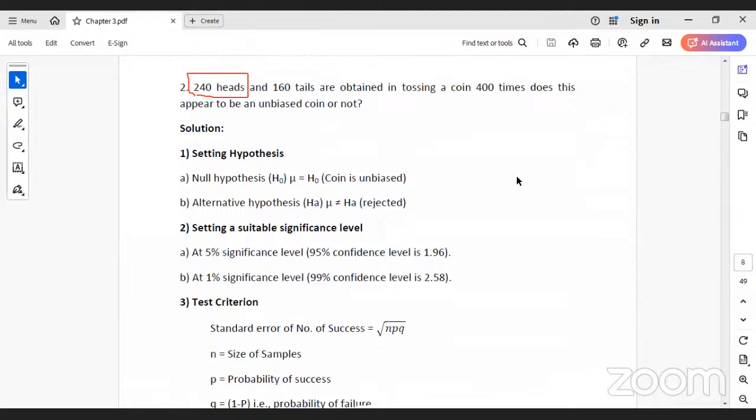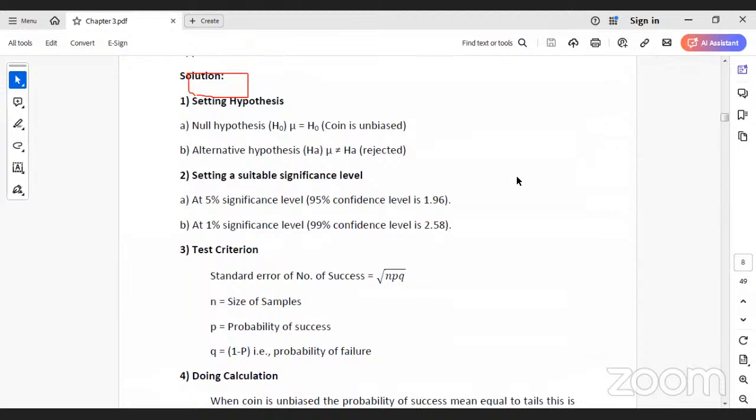Setting hypothesis, that is the null hypothesis H naught: the coin is unbiased. Alternative hypothesis HA: the coin is not unbiased, that is, H naught is rejected. Then setting a suitable significance level. At 5% significance level, that is 95% confidence level, the value is 1.96. In this given question also, 5% LOS and 1% LOS are not mentioned. So I am writing two values, 1.96 and 2.58.